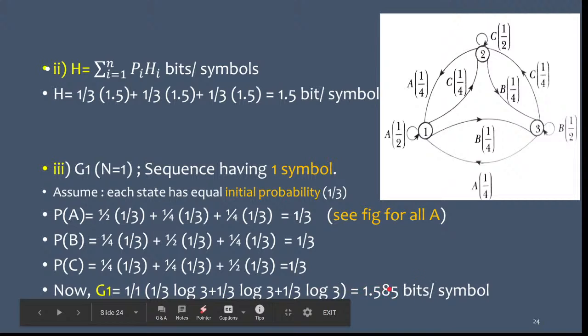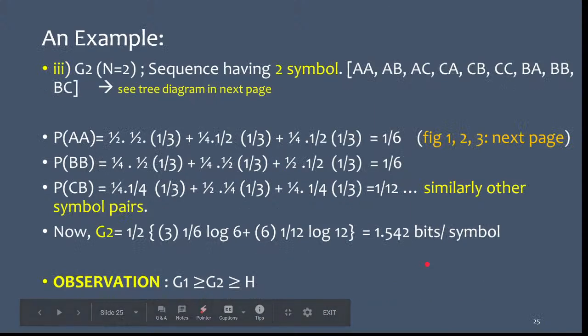Next, this is just for one symbol. If we need to find it for multiple symbols, for example, if the number of symbols emitted is 2, that means it's not just emitting A, B, or C. It may emit AA or AB, AC, or BA, BB.